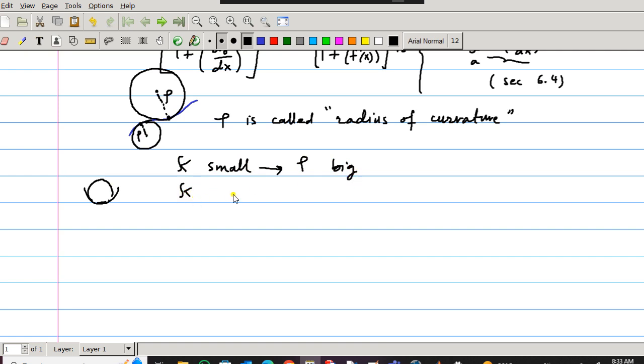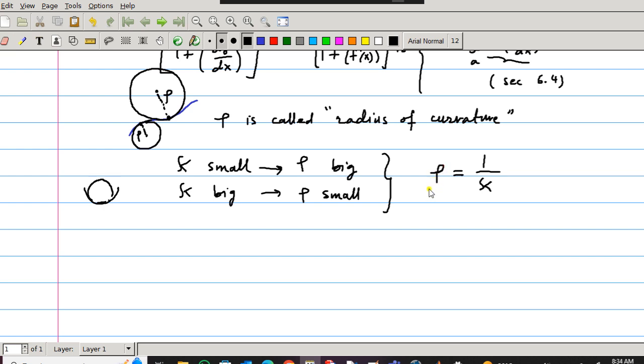And if kappa is big, like here, if the curvature is big, then the circle will become very small, so the radius will be small. So your radius of curvature is given by 1 over kappa. You just take the reciprocal of curvature, and that gives you the radius of curvature. Okay, so if the curvature is big, 1 over kappa will be small, so rho will be small. Again, this rho is not p, right?